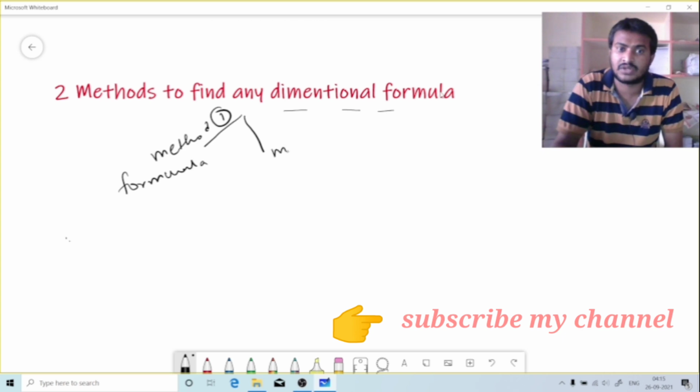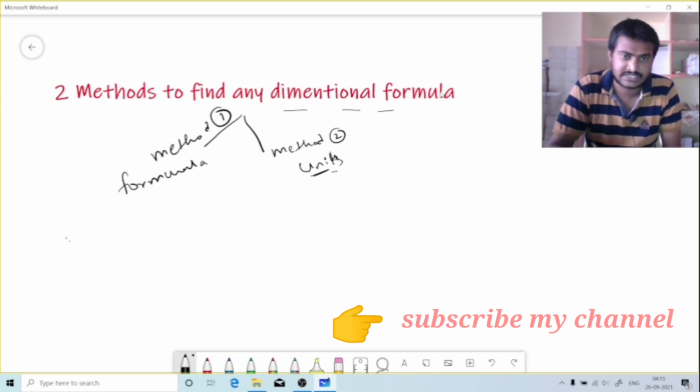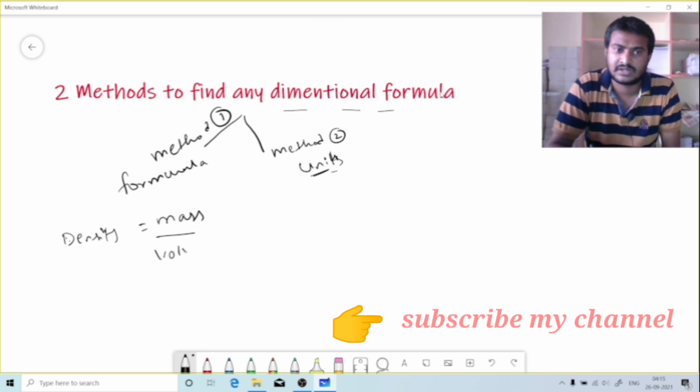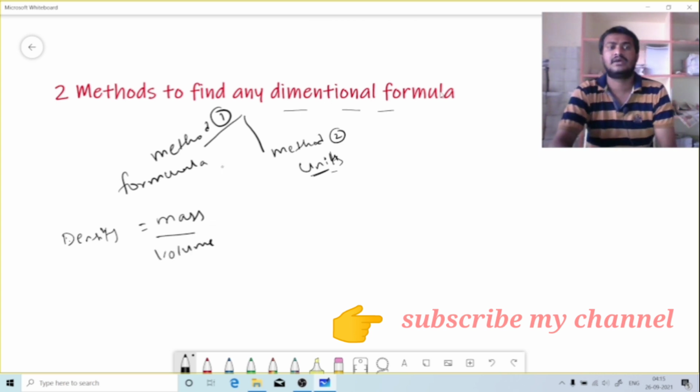Another method is to take the unit. We already discussed units, I think you know. Now how can we write using a formula? Like density. Let's take density as an example. Density is equal to mass by volume.